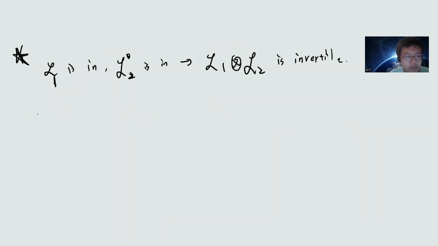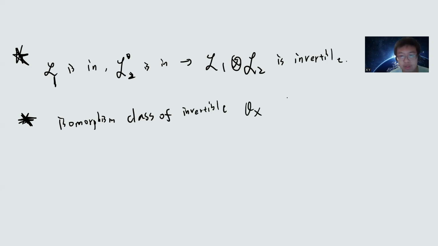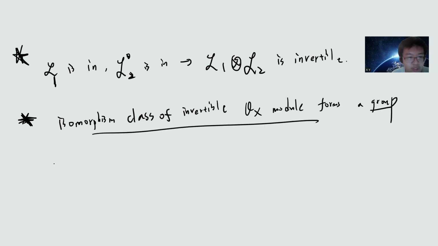Okay, so combining everything, we can define an idea called the Picard group. Okay, so let me just write down: the isomorphism classes of invertible OX modules form a group. Okay, so it's called the Picard group, Pic X. Okay, Picard group.